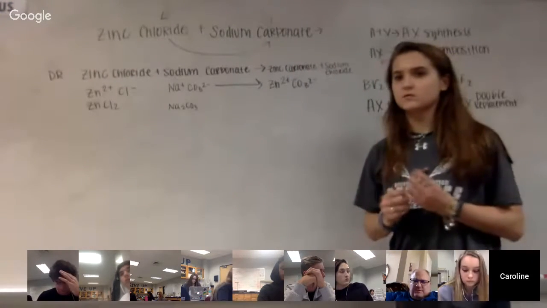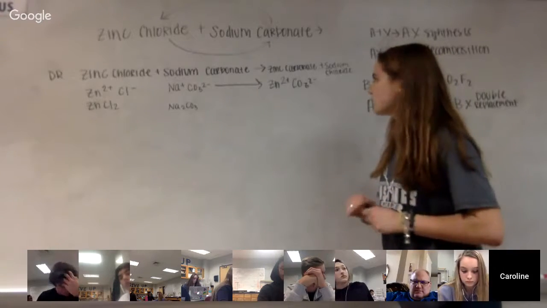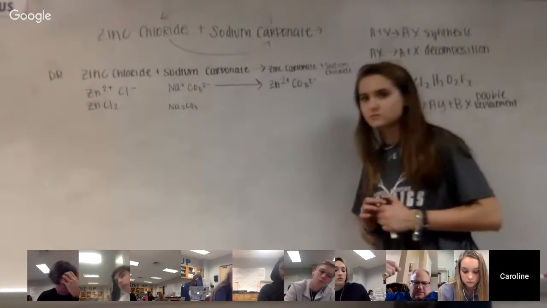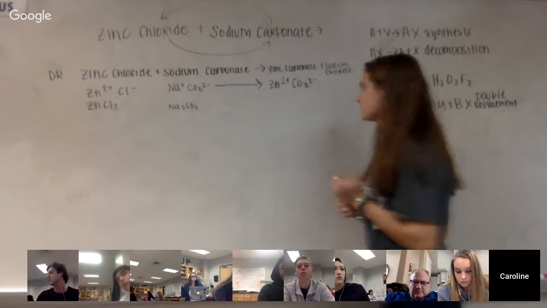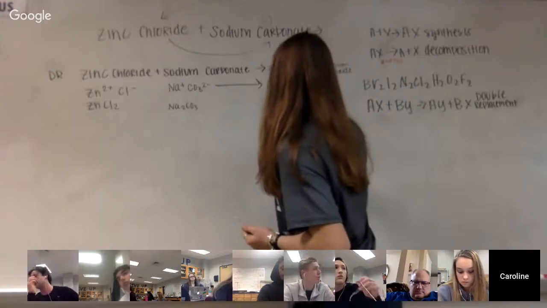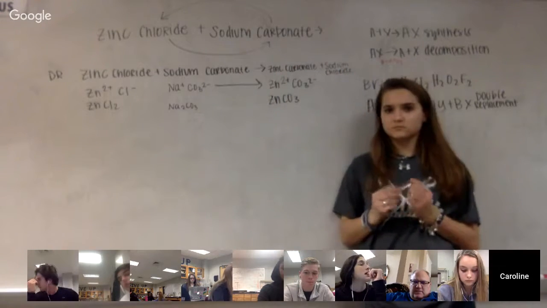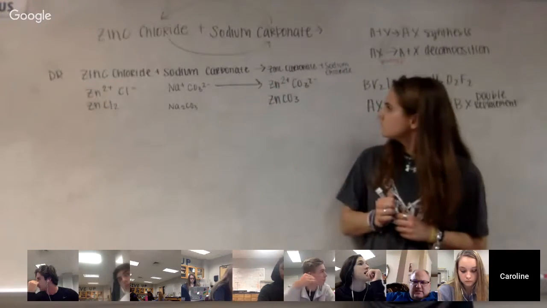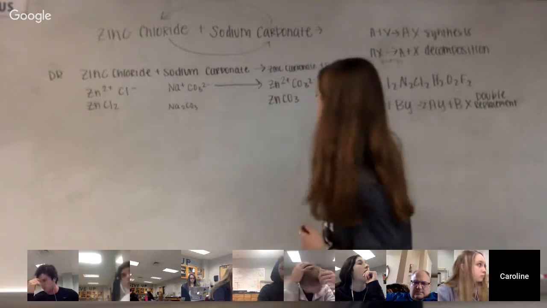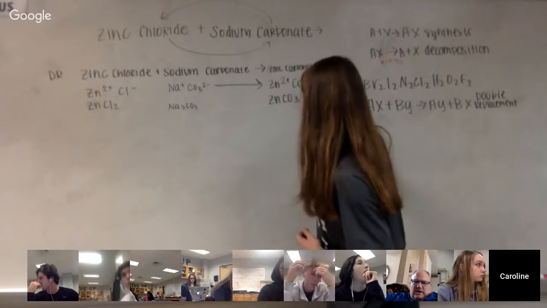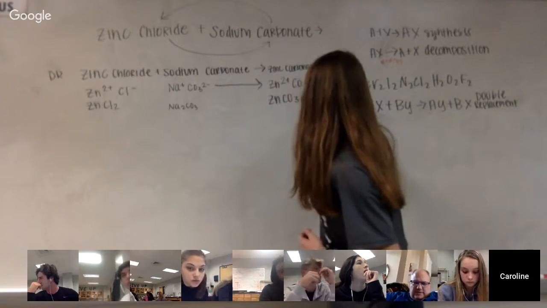What happens when we have a 2+ and a 2-? Can't we just squish them together and make it ZnCO3? Plus, what's the last compound that we have? Isn't it sodium chloride? So up above, can you write Na+ and Cl-?